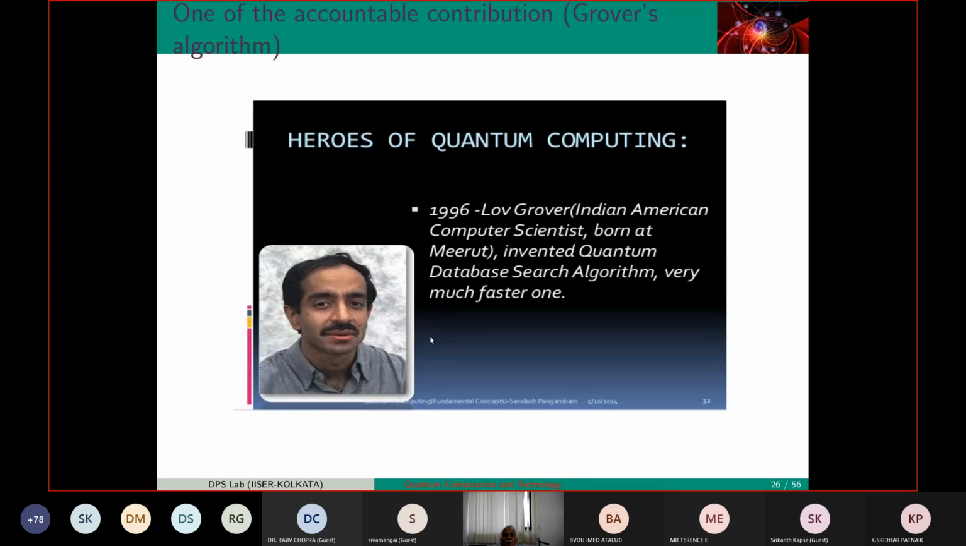The other one was factorization: Peter Shor, S-H-O-R.